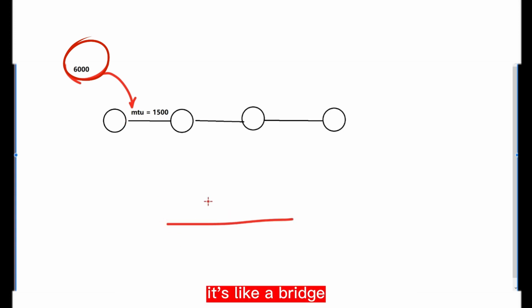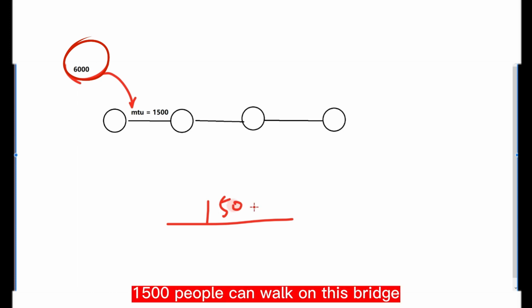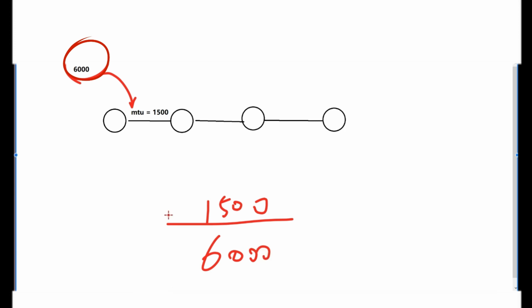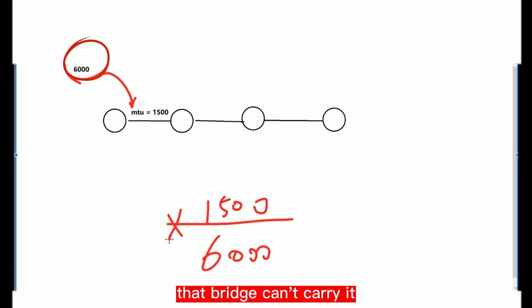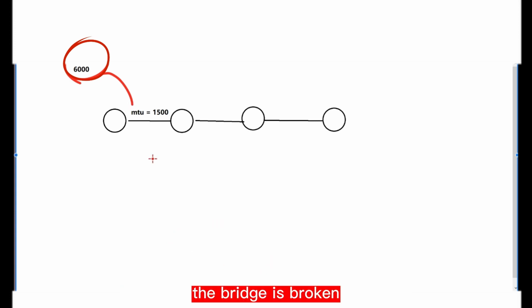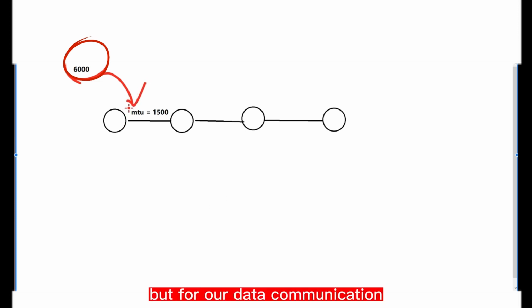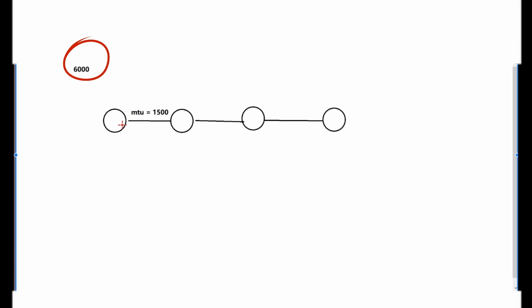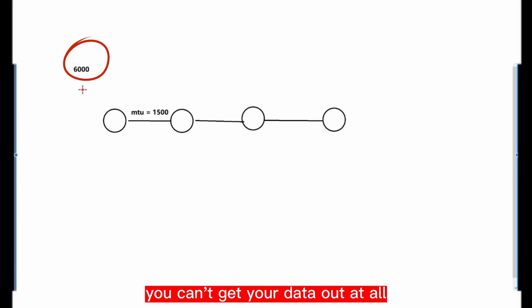It's like a bridge. A maximum of 1500 people can walk on this bridge. If you now have 6000 people walking over the bridge at the same time, the bridge can't carry them. With so many people standing on it, the bridge is broken. For our data communication, if the data has to leave, it actually can't go. It won't be sent, and you can't get your data out at all.